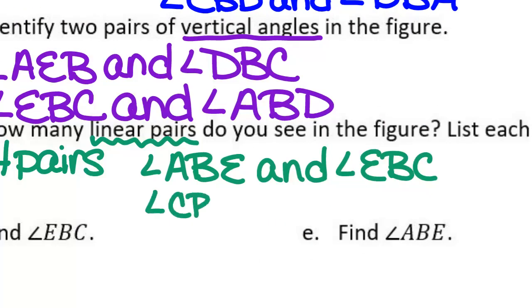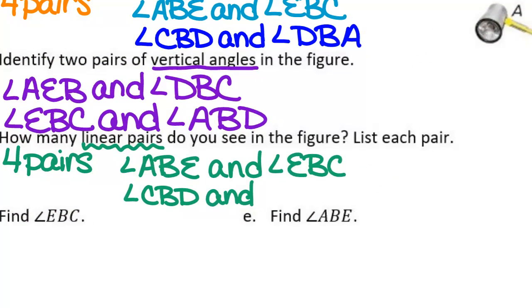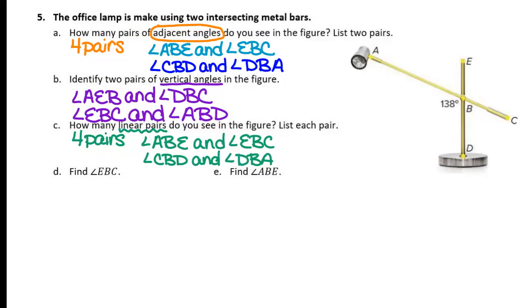CBD, angle CBD, and angle DBA. There are 2 more pairs that we need to list. Let's go through and look at the ones that we've already listed.